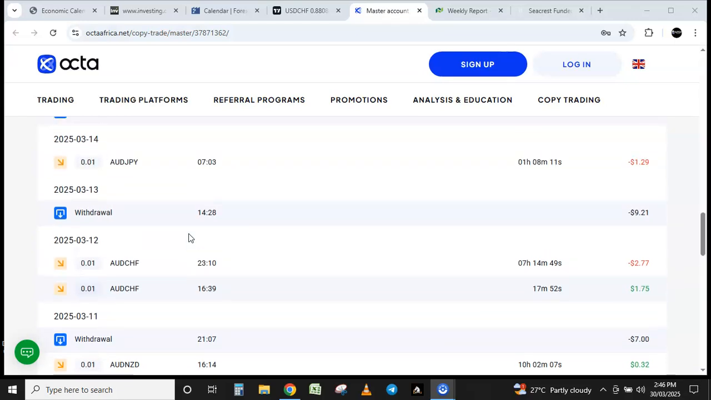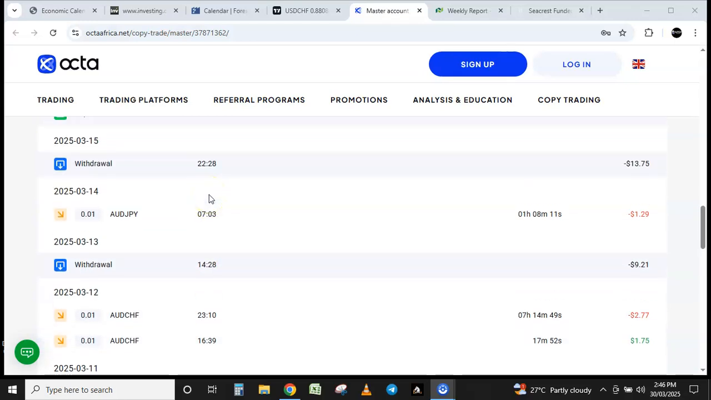Then on the 14th, which happened to be on Friday, we decided to also test the water again to know how far the market is still digesting the steel and aluminum tariff. You see that also we threw in a lower size, and it came out loss too. So we closed the trading. We did the second week now.